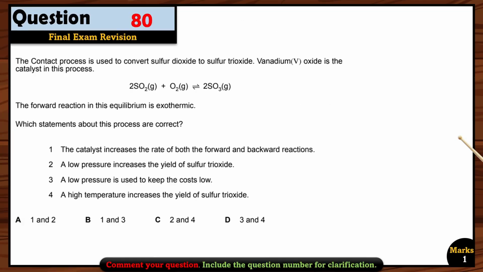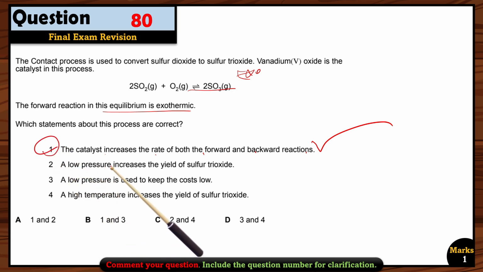Let's see another example. The contact process is used to convert sulfur dioxide to sulfur trioxide, and the forward reaction in this equilibrium is exothermic. Okay, so the right side equation is exothermic. Which statements about this process are correct? The catalyst increases the rate of both forward and backward reaction. Yes, the catalyst's job is to just increase the rate of reaction. So if you add it in a reversible reaction, it will always be helping both backward and forward. So option 1 is right.